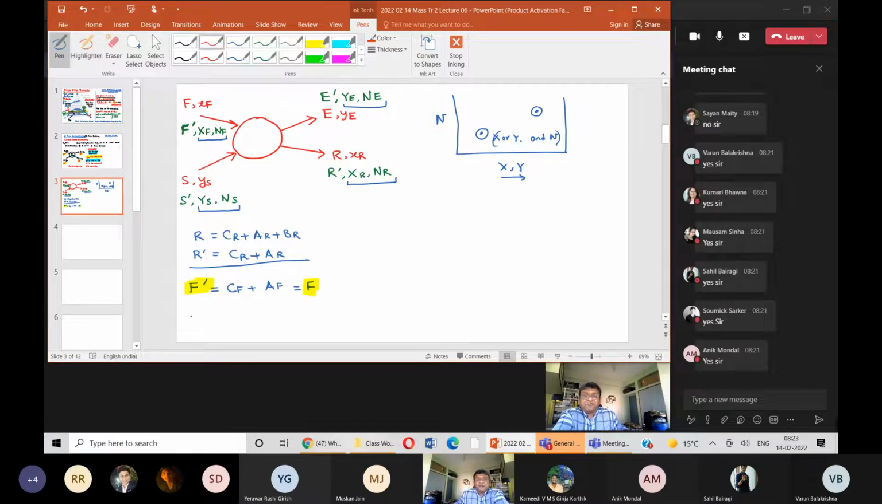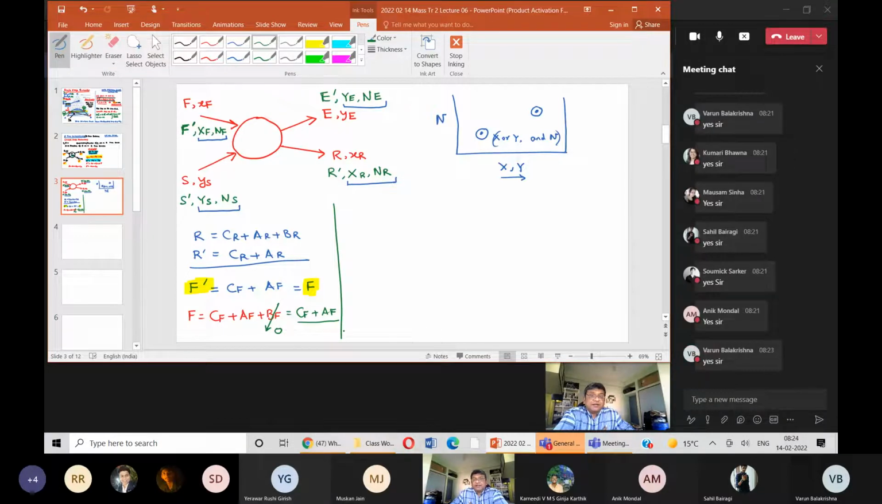Why? Because F is equal to C in F plus A in F plus B in F. And in all cases, B in F is equal to 0. So therefore, F is actually C in F plus A in F. And therefore, it's equal to F dash. Is it clear to all? Is this clear to all? Adrija, is it clear why F is equal to F dash?